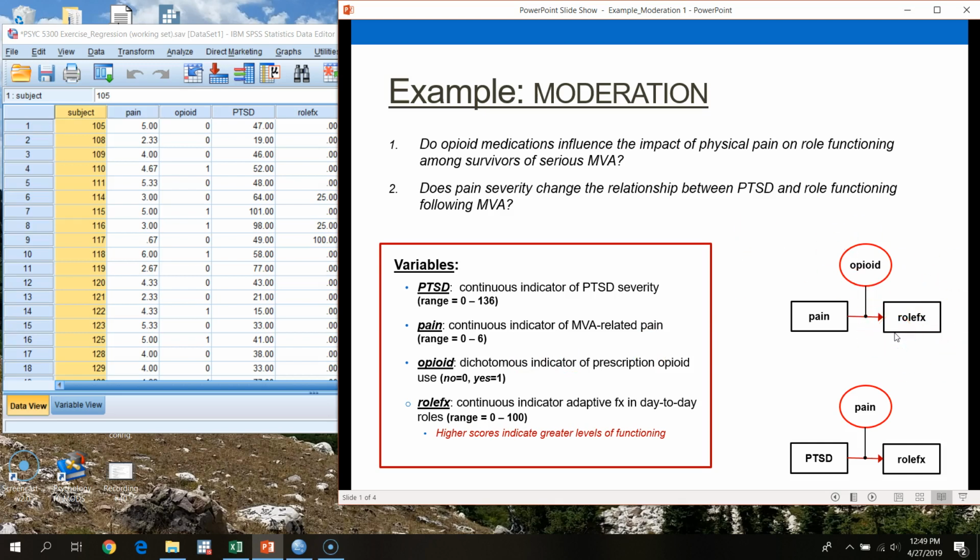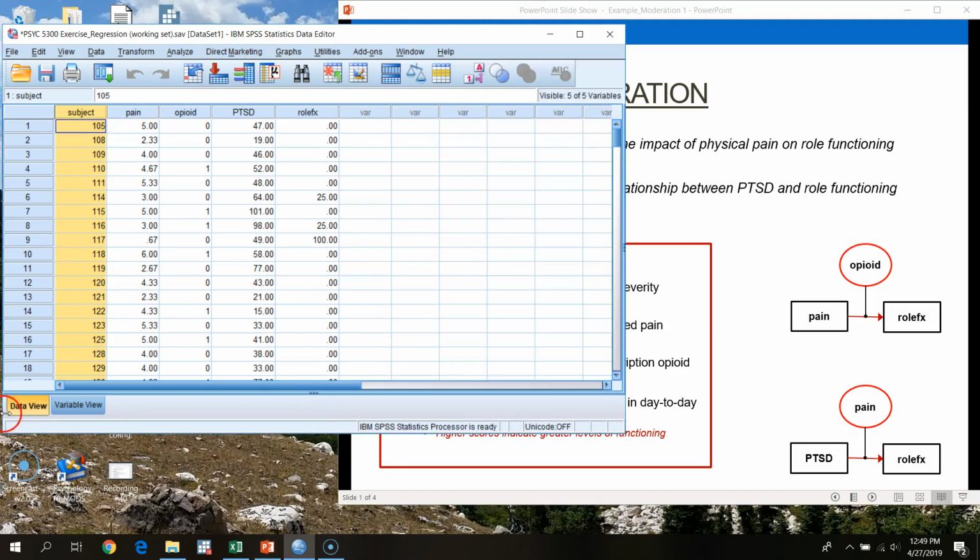So this is how we might demonstrate that model here, with pain as the conditional effect and opiate use as the moderator. We're also interested in the extent to which pain severity changes the relationship between PTSD and role functioning. Again, in this situation, PTSD is the conditional effect and pain is the moderator, just with the way we've conceptualized this. These are the same data that we went through in class, the same handout. I just want to work through step by step in SPSS how we're testing these interactive effects in the model.